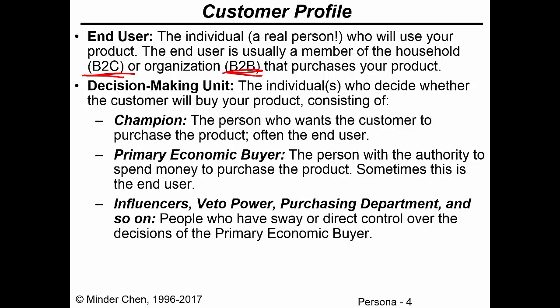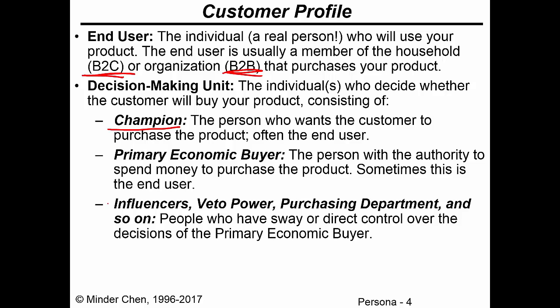And the DMU consists of a champion, is the person who want the customer to purchase the product. Often they are the end user who are kind of suffering. They're looking for a solution. And you do need to have a champion in an organization to promote your product and services. And second is the primary economic buyer, who is the person who has authority to spend money to purchase the product, to authorize the purchase of the product. And sometimes this could be the end users.